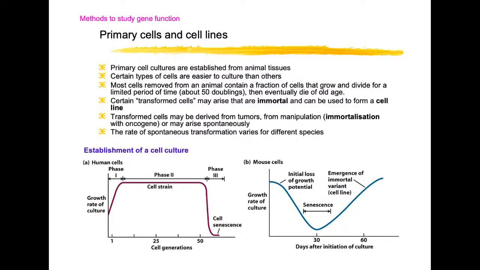This is the establishment of cell culture for human cells and mouse cells. Both graphs are different. On the y-axis is the growth rate of culture in both, and at the bottom are days and cell generations. In the left one, in phase one, they grow exponentially. Then in phase two, they have a linear, straight pathway. And then in phase three, it starts to go down very deep, and then cell senescence, cell death happens. Whereas in the mouse cells, it's quite different. Initially, there's a loss of growth potential. Then there is senescence for some time. Then the emergence of an immortal variant starts afterwards. So both cell lines actually work differently.